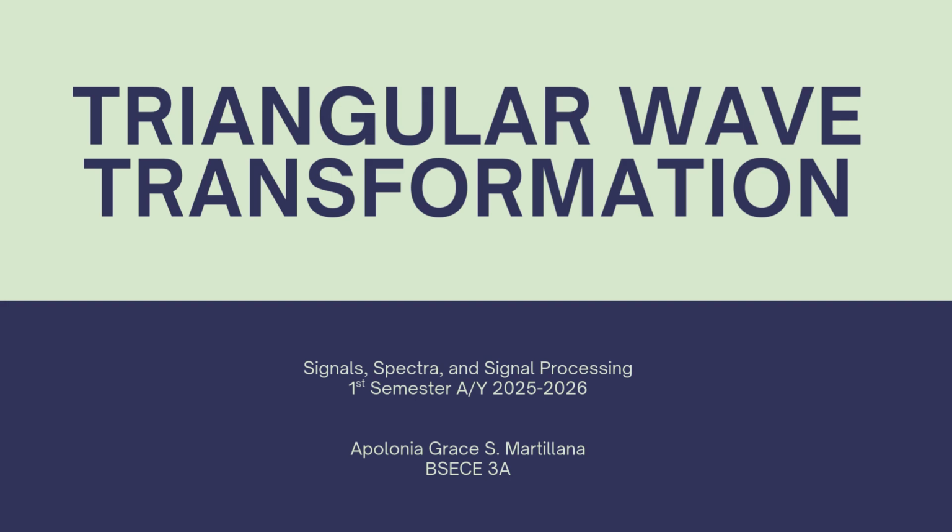Signals play a fundamental role in communication and signal processing systems. Understanding different waveform shapes and how they behave under various transformations is essential in analyzing real-world signals. In this presentation, we focus on the triangular waveform, its mathematical representation, Fourier series forms, and how it responds to different signal transformations using MATLAB, Simulink, and experimental demonstrations.